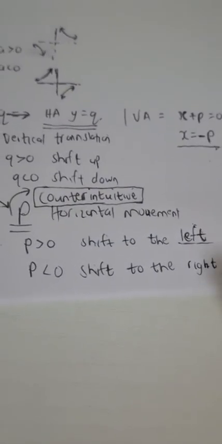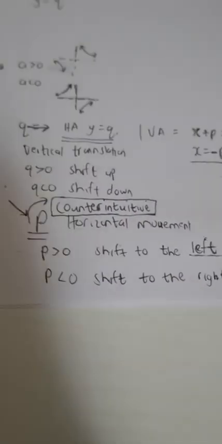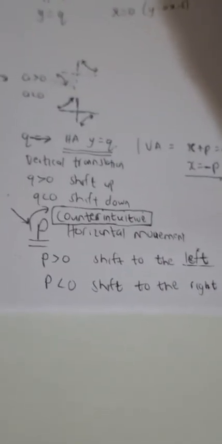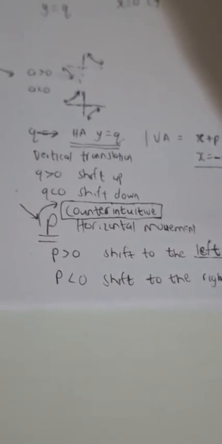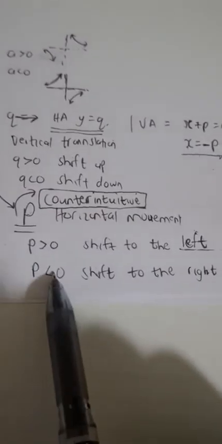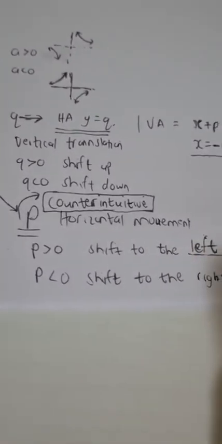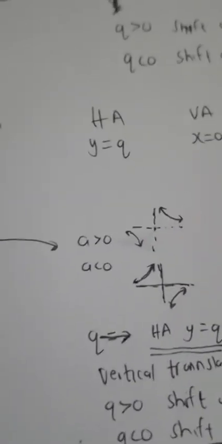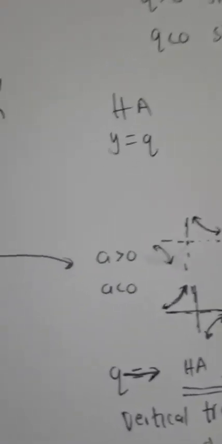Okay, very, very important about the p-value. Counterintuitive. P greater than 0, shift to the left. P less than 0, shift to the right. So hold that thought. It's very important. Never let it go.